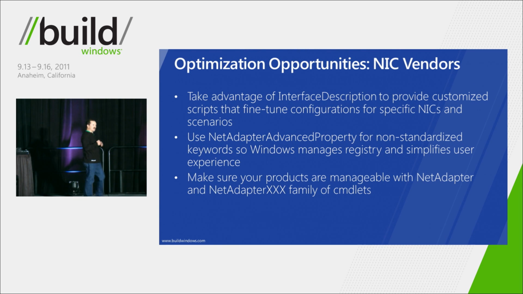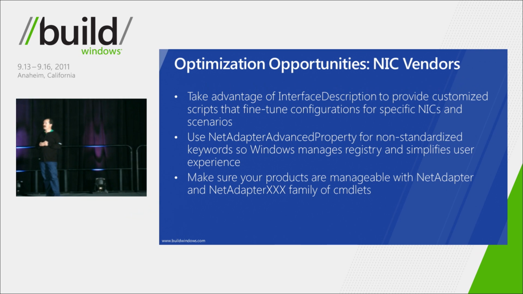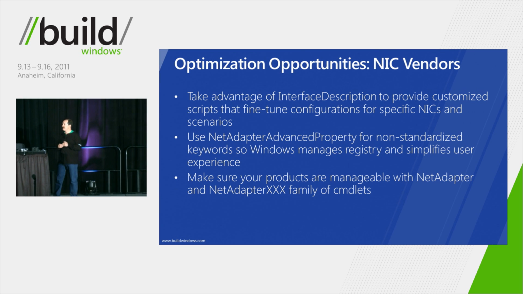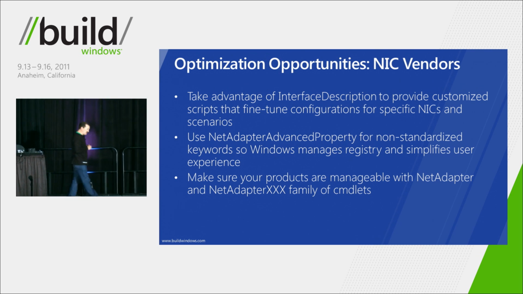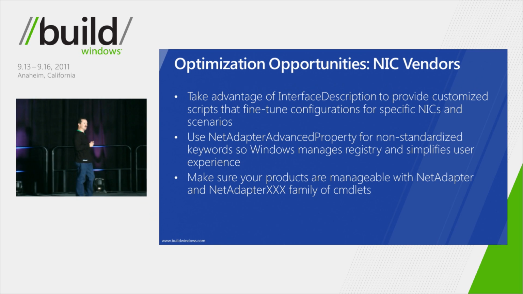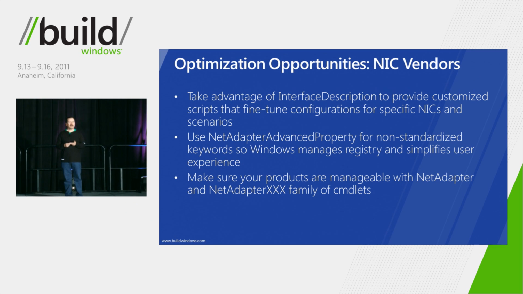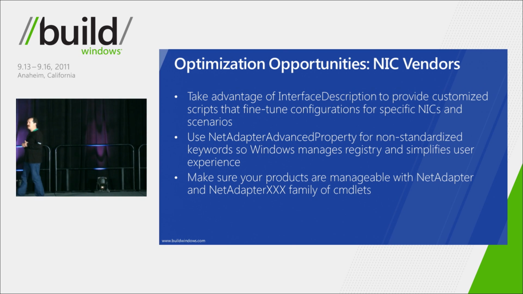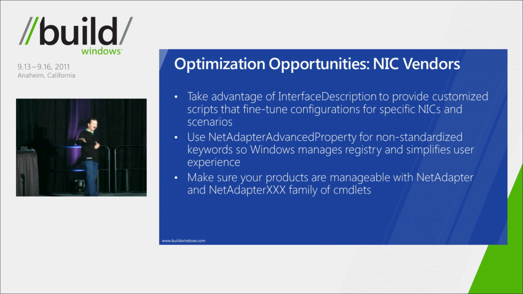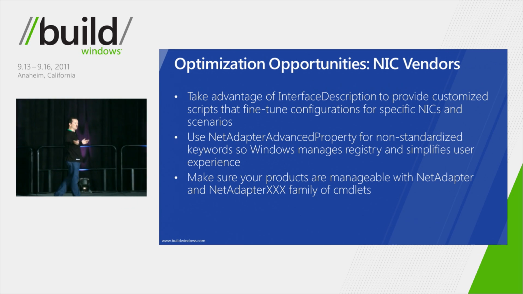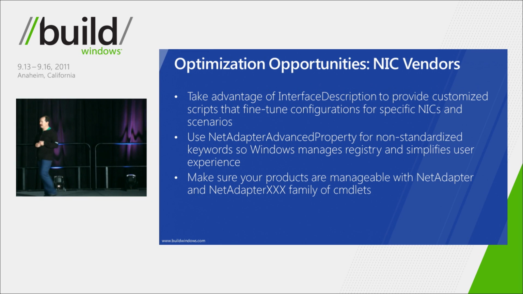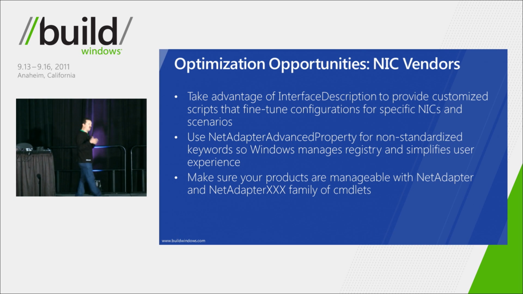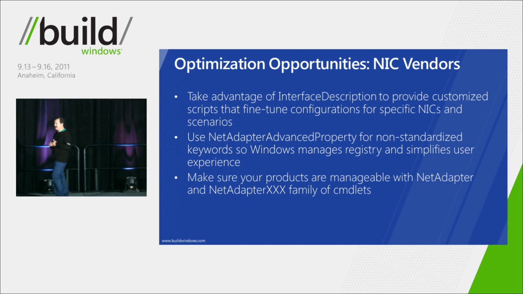So I've kind of said this, but I'll just say it again. Take advantage of interface description. Make sure that works for your NICs. Use the net adapter advanced property for non-standardized properties. And we have a whole bunch of commandlets I was mentioning, like net adapter RSS, net adapter VMQ, the checksums, net adapter IPsec offload. All the things that we support, we provide higher level commandlets for them. So I also want you to go and discover those. And those typically fall in the format of net adapter XXX, where XXX is the wildcard, like RSS, VMQ, and so on. So that's how we see an opportunity for the NIC vendors to build upon what we've built in box to manage the data center at scale.